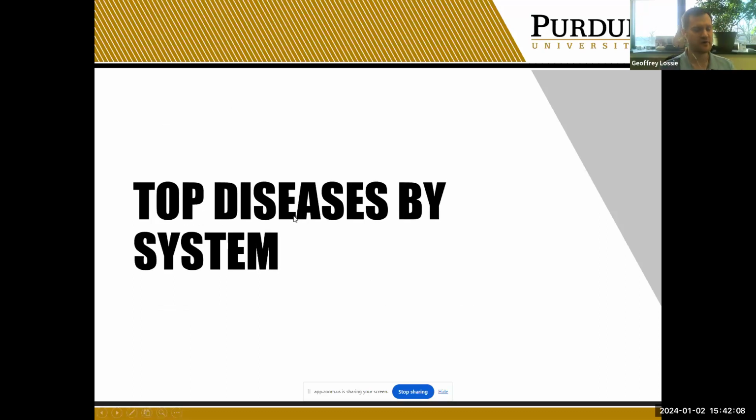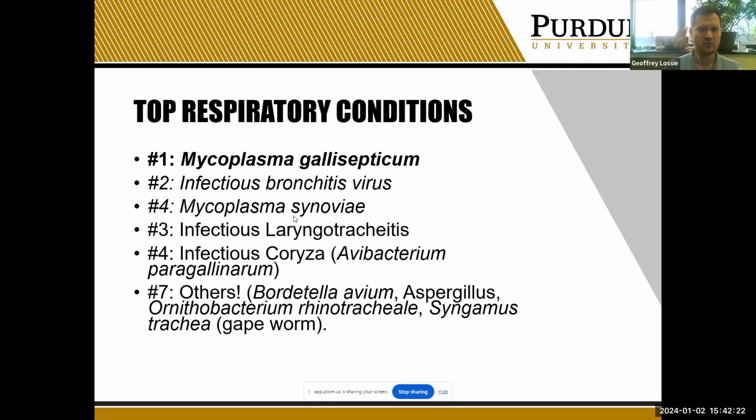So hopefully I've given you an idea of how important knowing normal is and kind of showing you normal of a few systems versus some abnormal images. There's a lot of text on these slides. I'm not going to read through these, but there are some important things that I want to highlight for each major body system. So the first one that we're going to look at are top respiratory conditions.